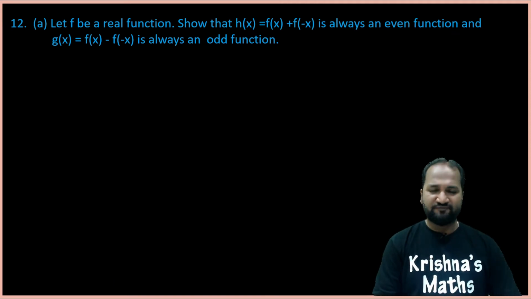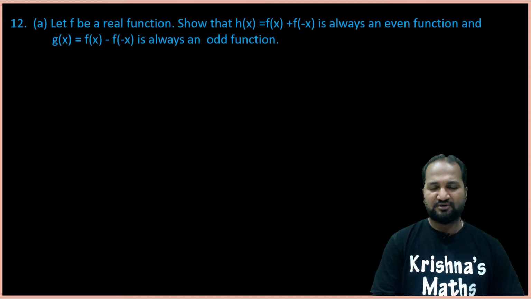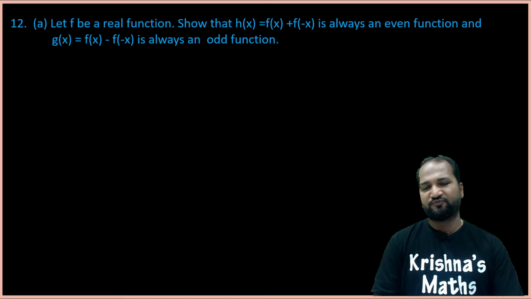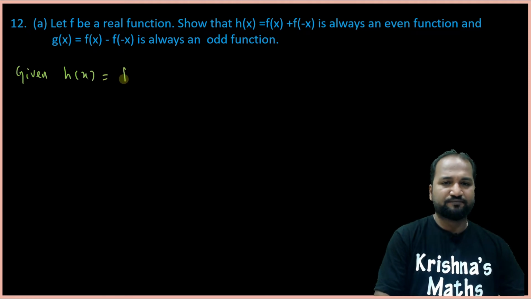Let f be a real function so that h of x is equal to f of x plus f of minus x is always an even function, and g of x equal to f of x minus f of minus x is always an odd function. So h of x को even proof करिएगा. So look, given h of x is equal to f of x plus f of minus x.